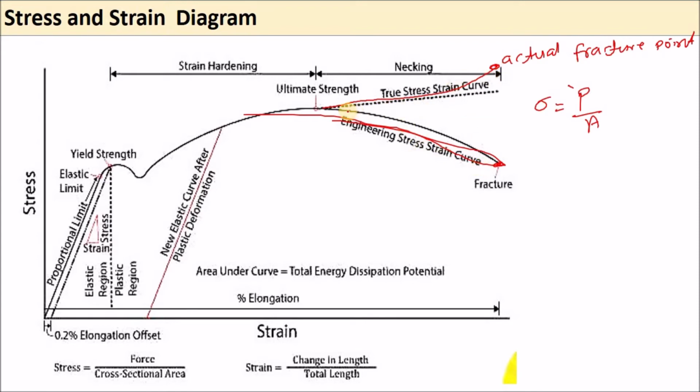And how are we getting this curve? We are getting this curve by taking the actual area at that particular time. The other curve we got using the initial area, sigma equal to load divided by A0, the initial area, and this one is with respect to the actual area. So here this is completed.